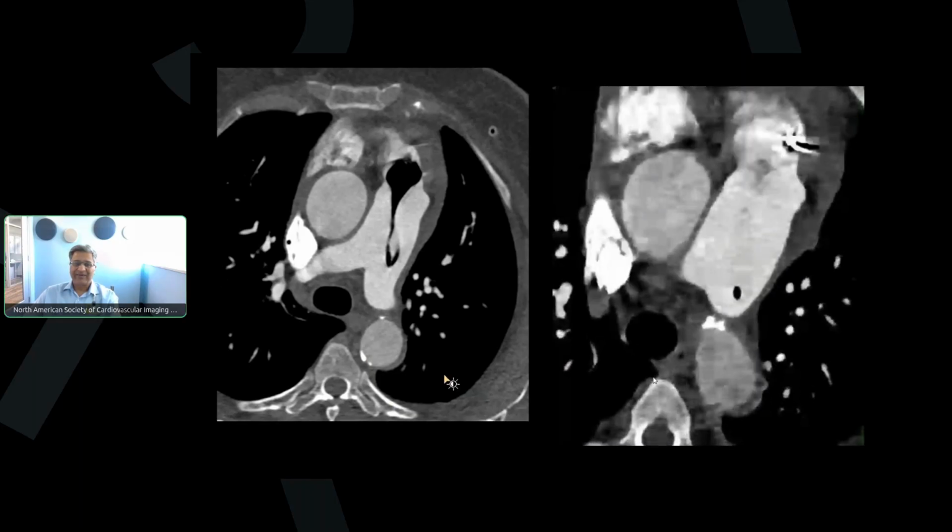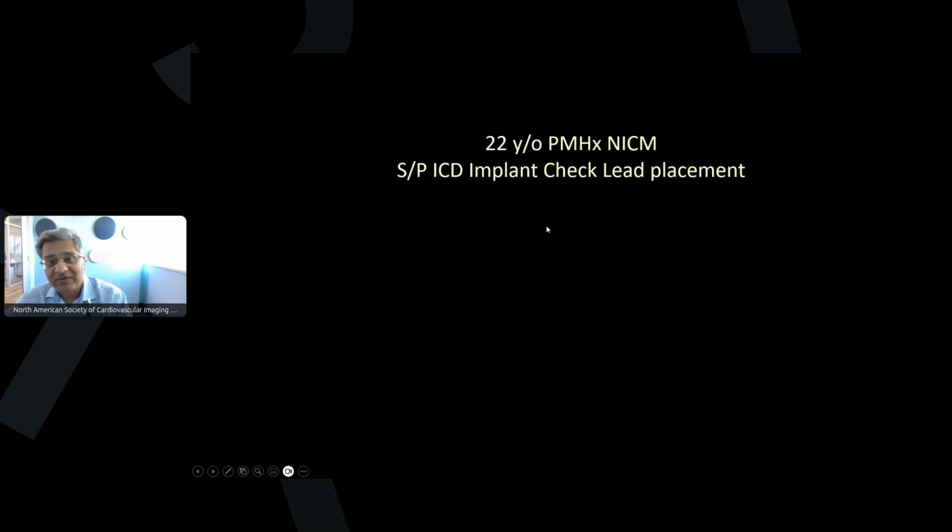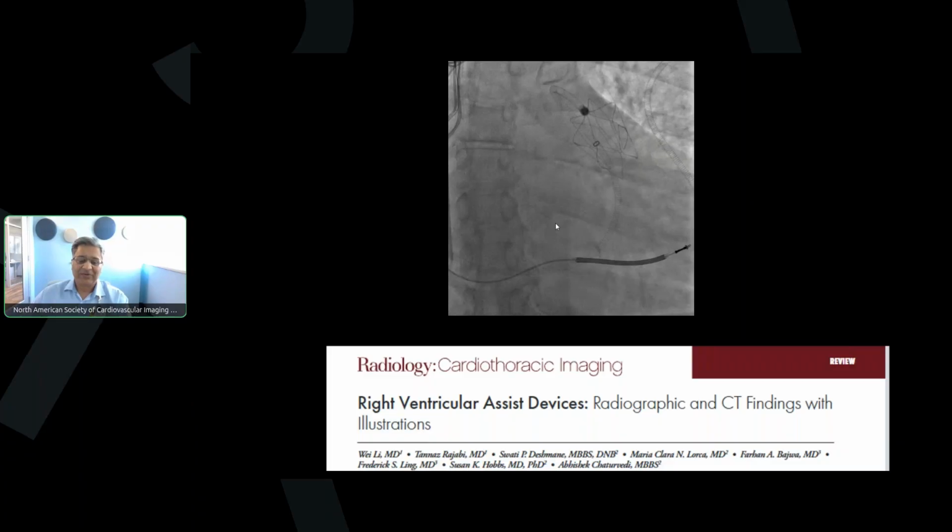So this is kind of a device failure with the balloon no longer expanding. And then this is fluoroscopy of the same patient, and you can again see the same finding over here. We don't see the balloon at all expanding. We don't even see the balloon.